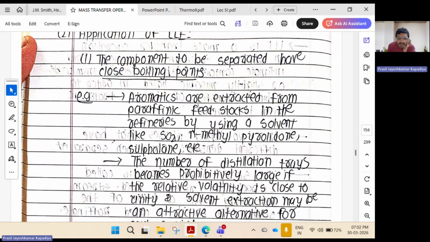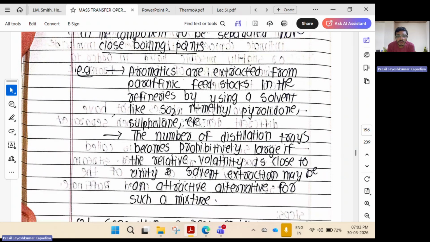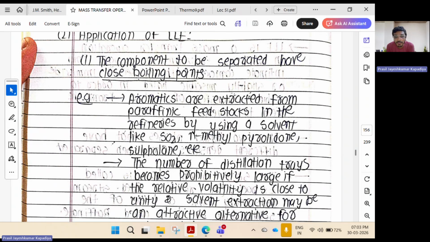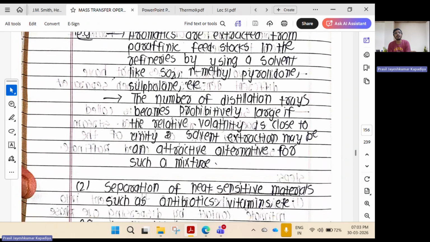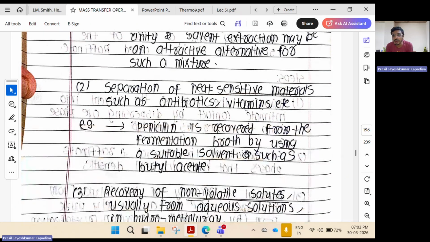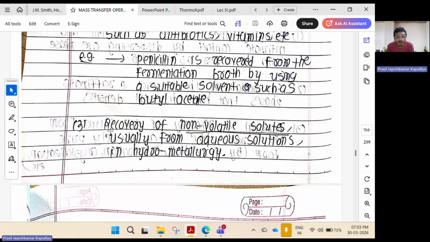This liquid-liquid extraction is basically used when we want to separate components having similar or close boiling points. In that case, we would require an extremely large number of distillation trays. It is also used for separation of heat sensitive materials. I cannot heat penicillin, or else it's not going to work.